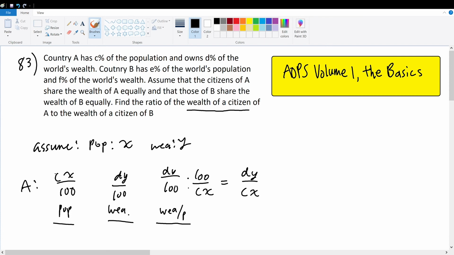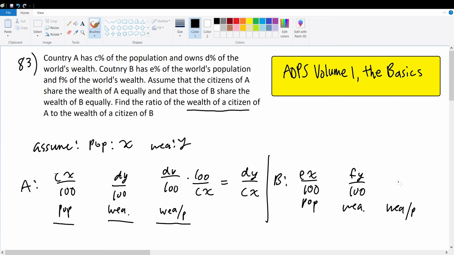And we do the same thing for country B. So if I do it here, it tells us country B has E% of the world's population, that's EX over 100, and it owns F% of the world's wealth, so that is FY over 100. So what is the wealth per person within country B? Well, that is just FY over 100 divided by EX over 100, which is the same thing as FY over 100 times 100 over EX, which is the same thing as FY over EX. That is the wealth per person in country B.